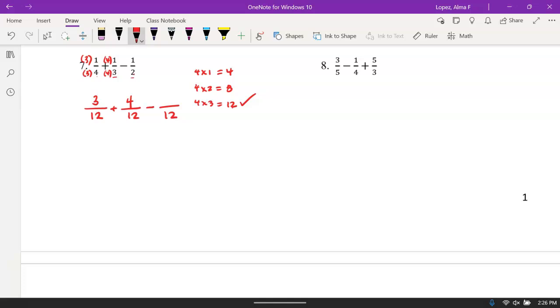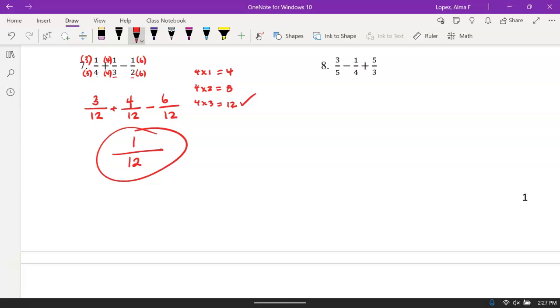All right. How do I get the 2 to look like a 12? I'm going to multiply by 6, but if I multiply the bottom of a fraction by 6, I have to multiply the top of the fraction by 6. 1 times 6 is 6, and we're ready. I'm going to do 3 plus 4, that's 7. And 7 minus 6 is going to give me 1, and I keep the denominator.